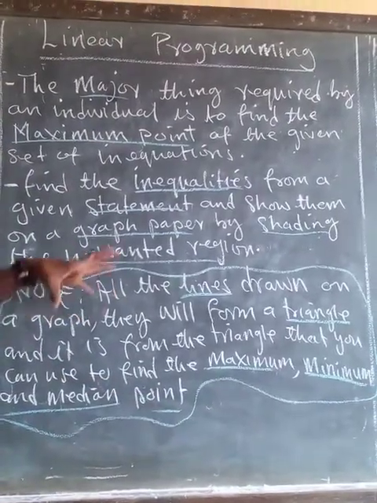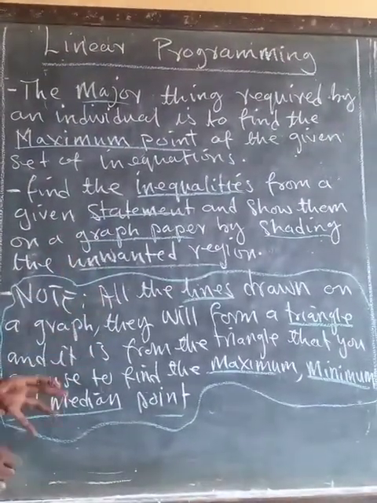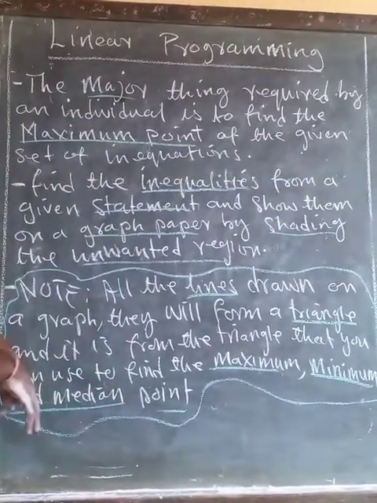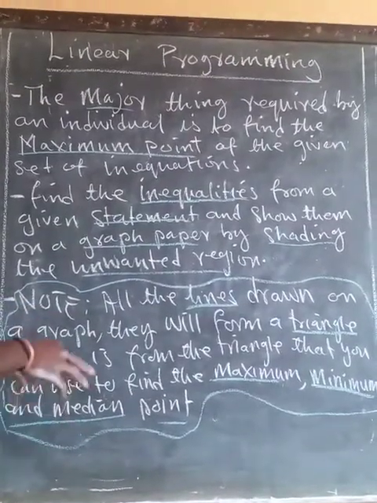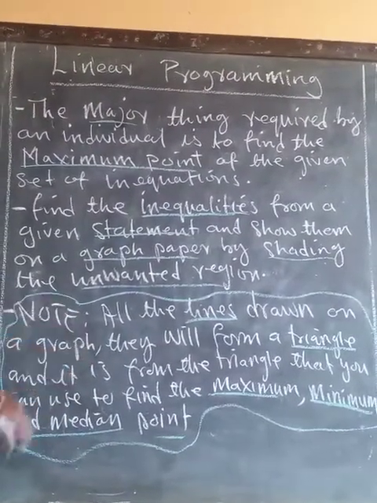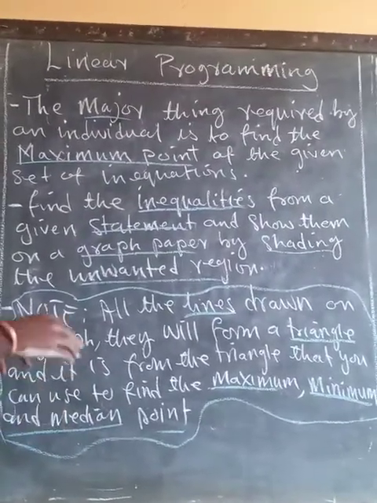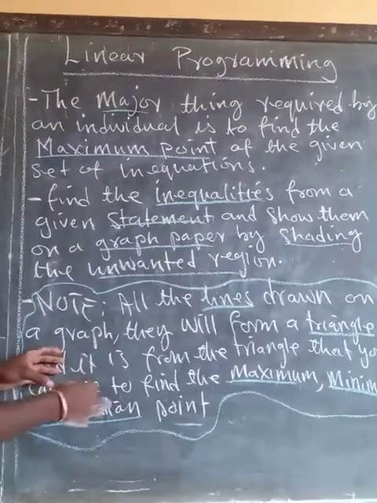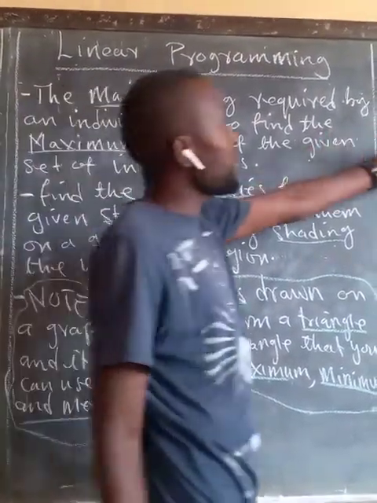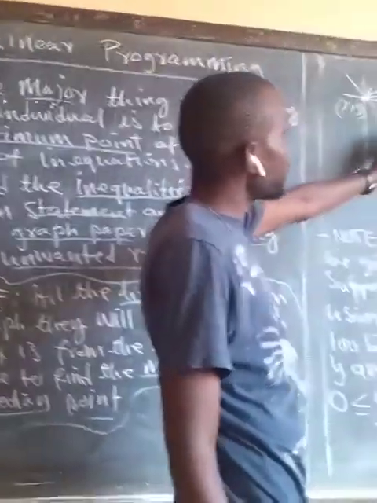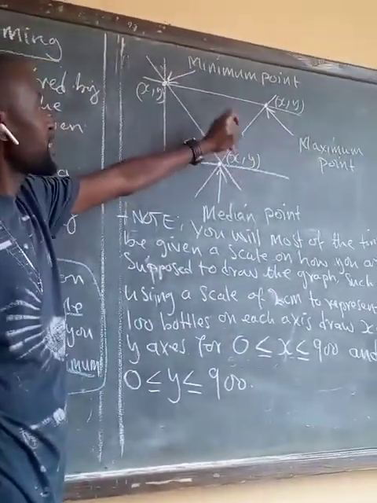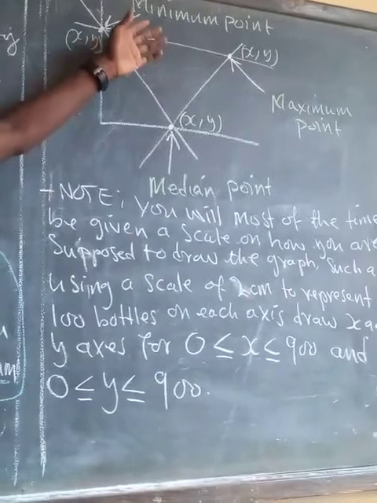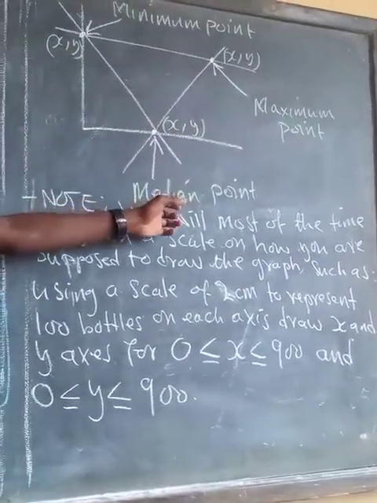If you have the three or four inequalities that you derive from the statement, like we did in mathematical models, you are going to solve them like we did in linear inequations. When solving those equations, you come up with the coordinates, and with those coordinates you draw a graph. The graph will have three lines touching each other, forming a triangle, and from this triangle you'll be able to find the minimum, the maximum, and the median point.